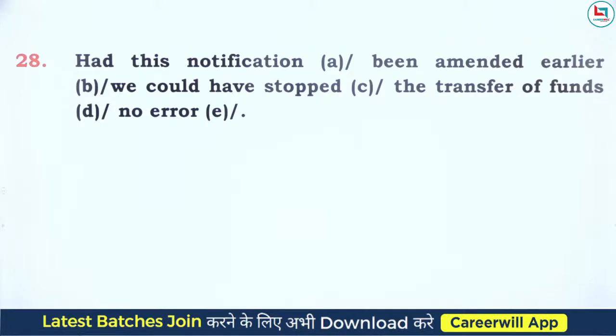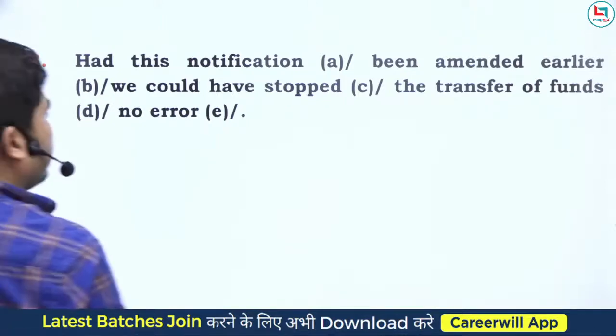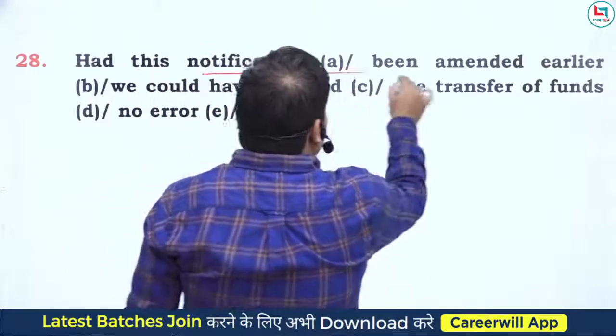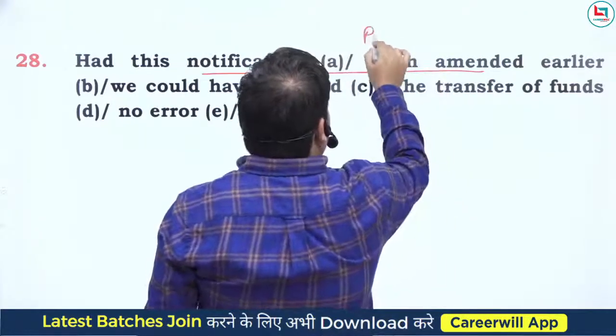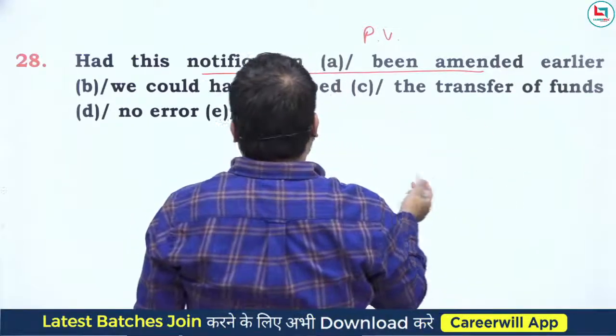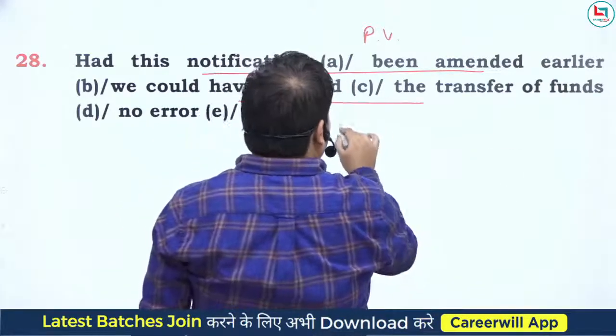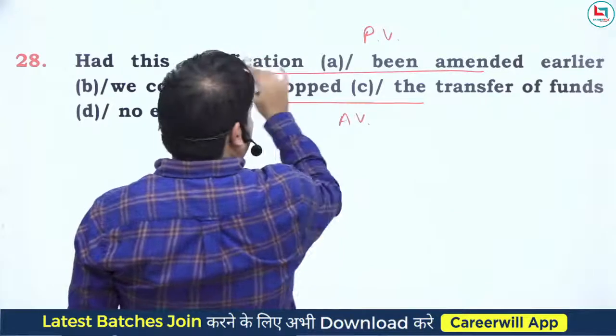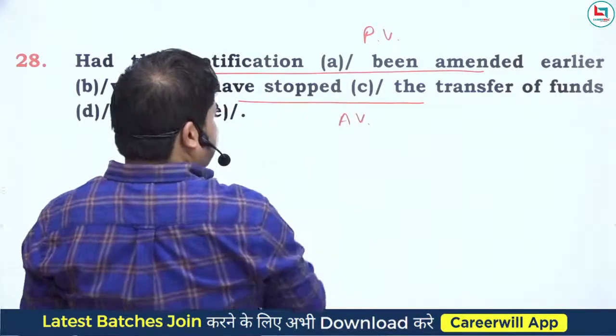Is there any error? What you have just learned in this class only: had this notification been amended earlier, this is written in which voice? "Been" is used, so this is in passive voice, right? We could have stopped the transfer of funds. This is in active voice. So conditional clause in passive voice, main clause in active voice.